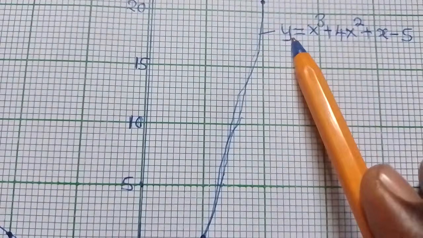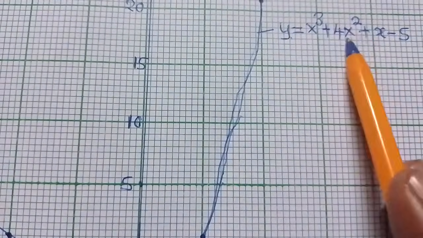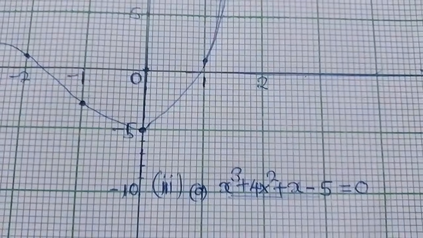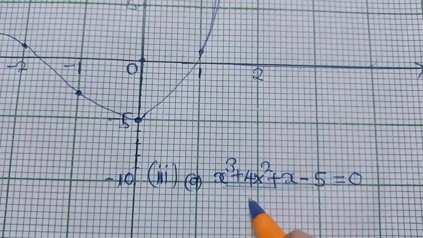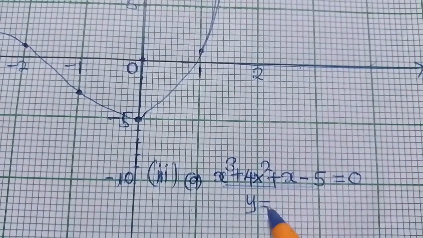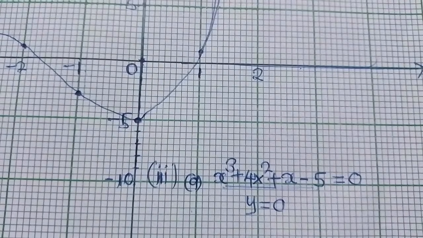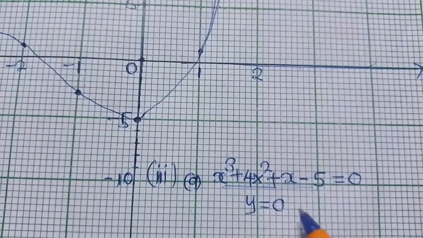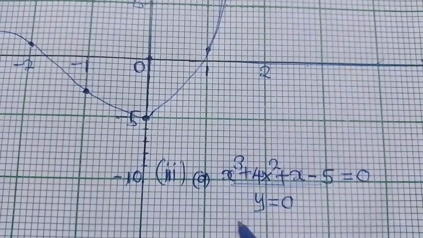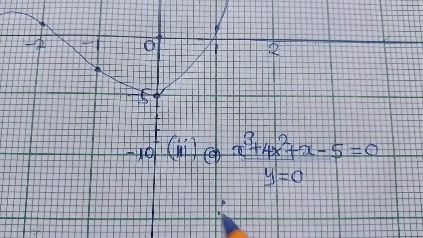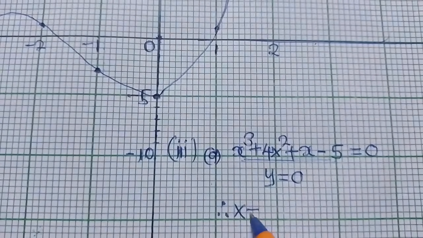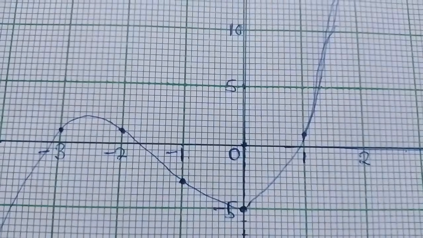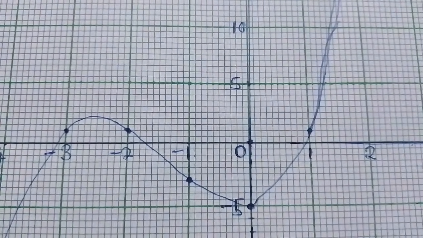So y is equal to that. So anywhere you see this, it's just the same as y. So here you just put y, where you say y is equal to 0. So you know that y is equal to 0. We are just talking about the x-axis. So you just conclude and say, therefore now, x is equal to, where is it cutting the x-axis? So this is your graph. Y is equal to 0, that's the x-axis.